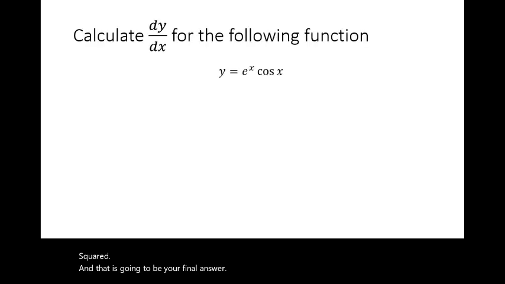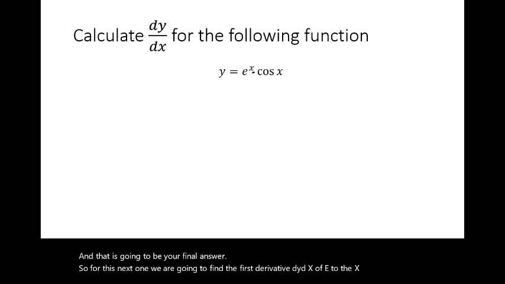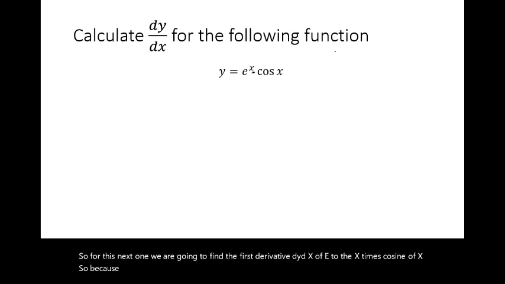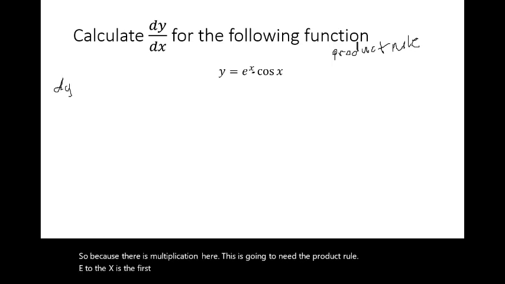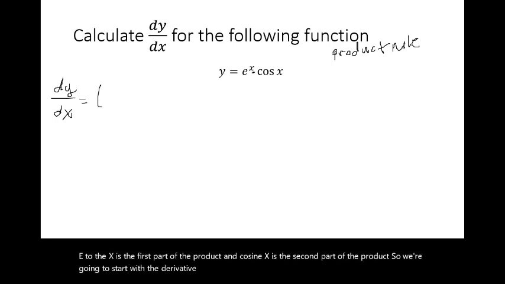So for this next one, we are going to find the first derivative dy dx of e to the x times cosine of x. So because there is multiplication here, this is going to need the product rule. E to the x is the first part of the product, and cosine x is the second part of the product. So we're going to start with the derivative of the first part of the product, which is e to the x, times the second part of the product left alone, cosine x.